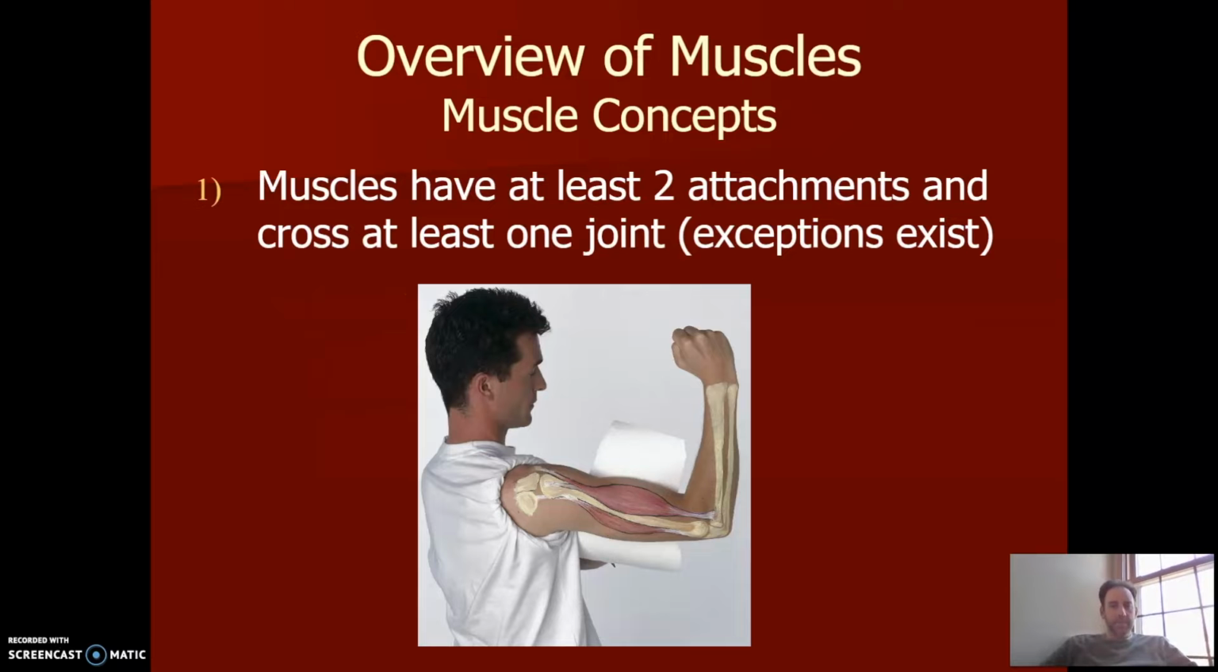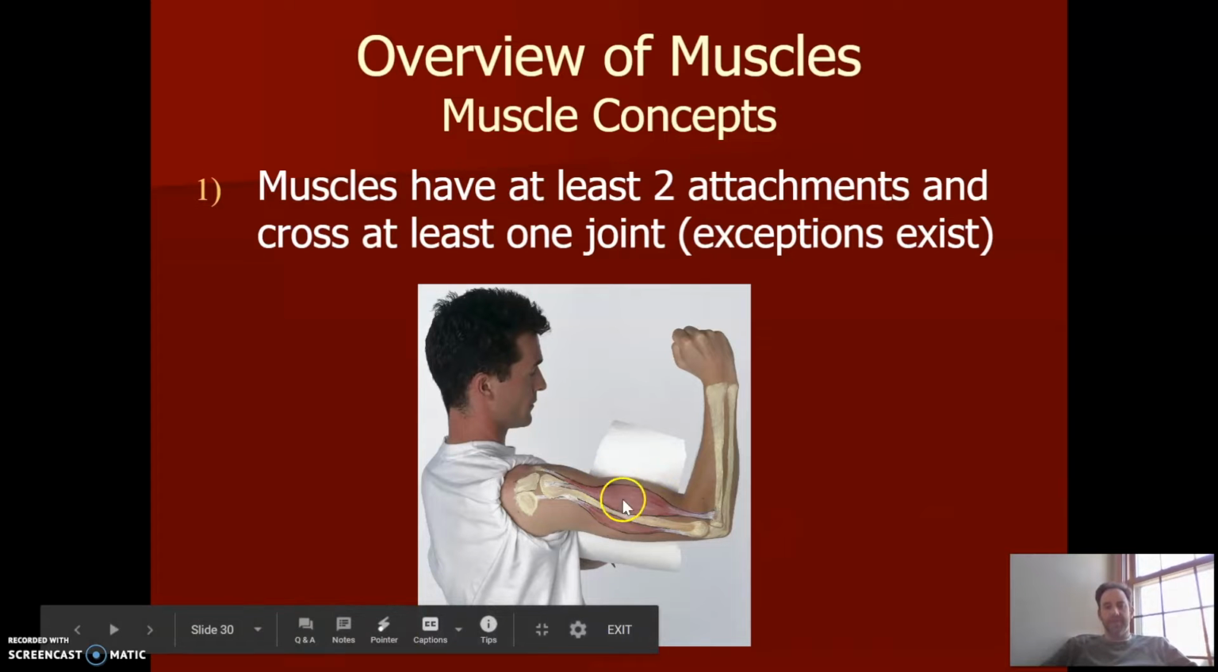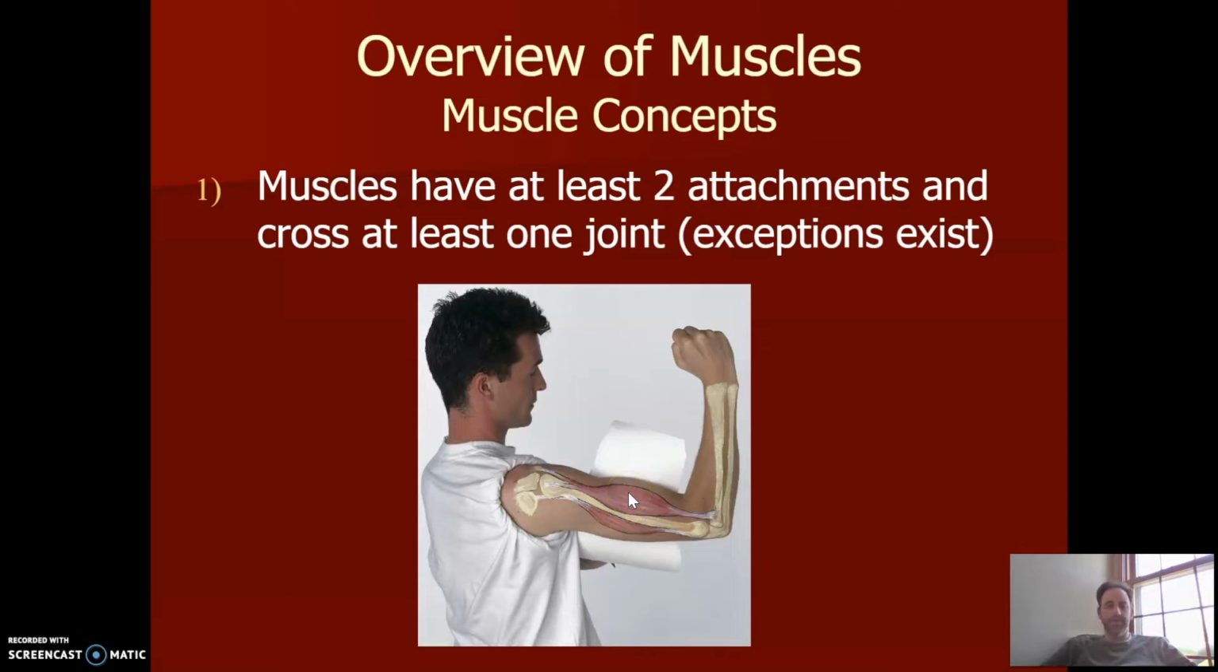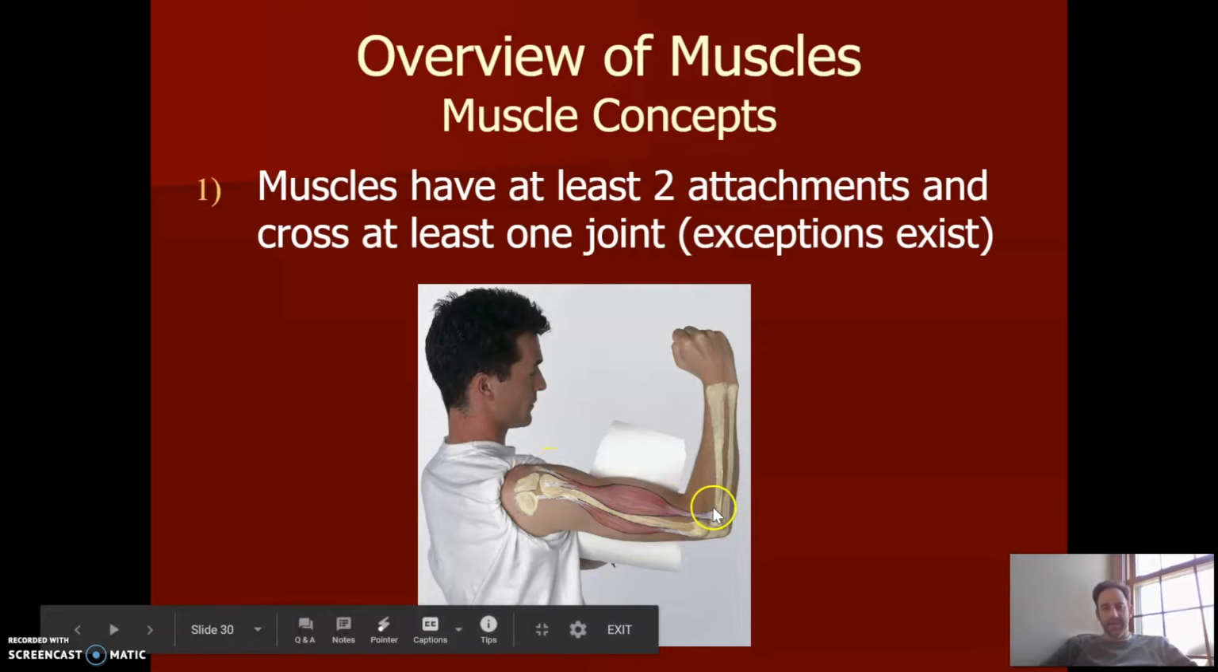So muscle concept 1: muscles have at least 2 attachments and cross at least 1 joint. And exceptions exist to this. So an example would be the bicep muscle. The bicep, this is a cool tattoo, by the way. The bicep muscle is attached up here to the top of the humerus, and then to, I believe it's the clavicle there. And it also attaches down here to the radius. So you'll see that it has at least 2 attachments. It attaches here, and then down here as well. So 3 in this case. That's by the way why it's called the biceps, because it has 2 attachments up here, plus this one.